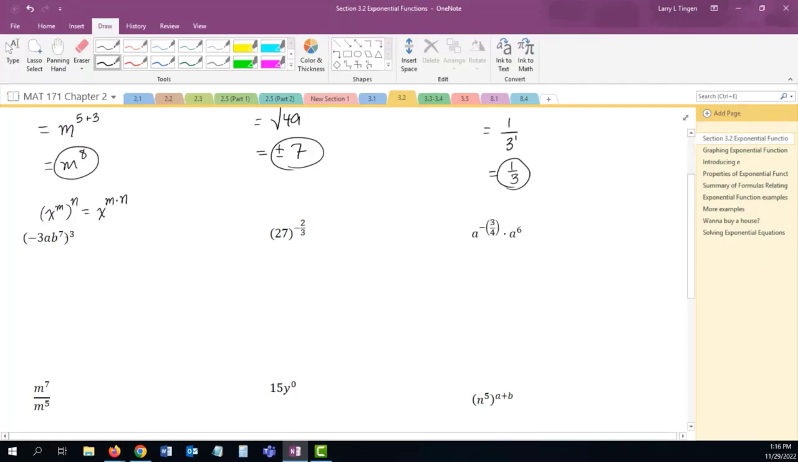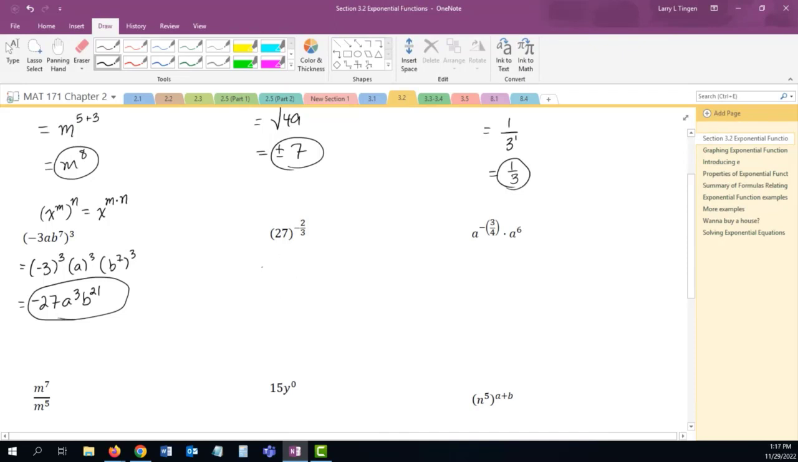So negative 3ab to the 7th, all cubed, is I cube negative 3, I cube a, and I cube b to the 7th. Negative 3 times negative 3 is positive 9. Positive 9 times negative 3 is negative 27. A to the 3rd is a to the 3rd. B to the 7th raised to the 3rd is b to the 21st. You can do that all in one step. Again, this is me making notes for the class, so I will probably explain a little bit more than is necessary.